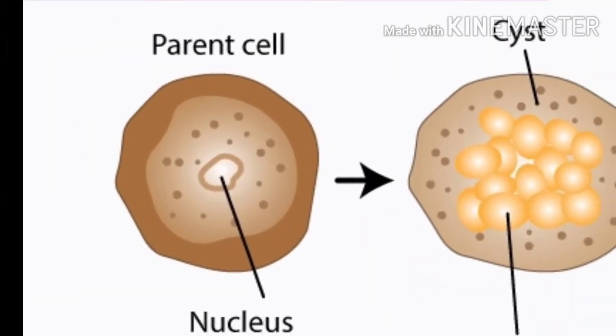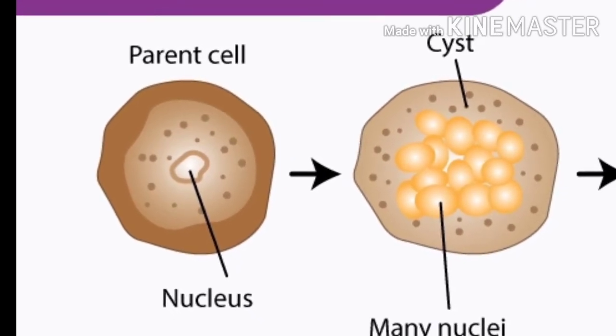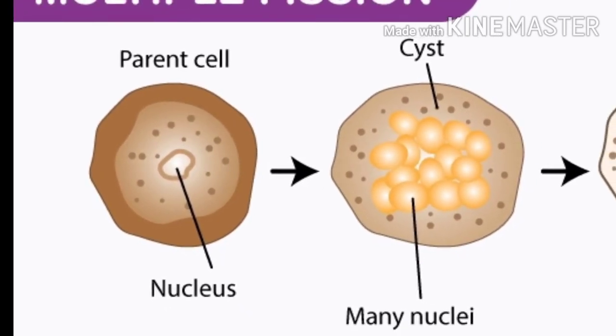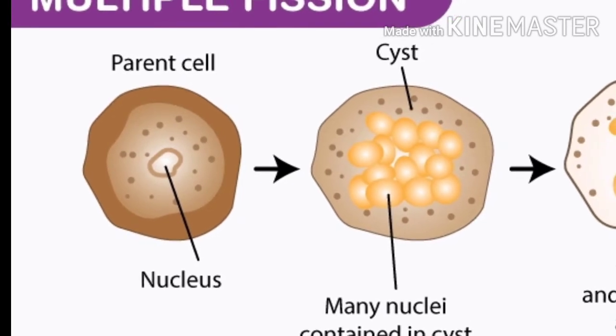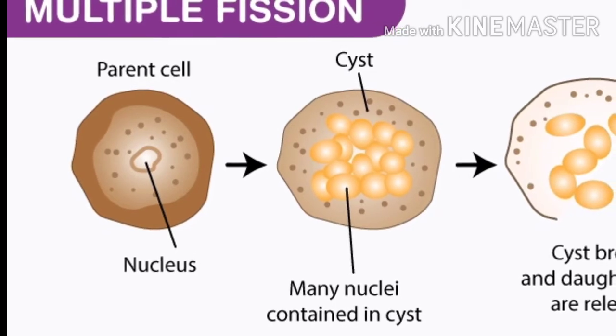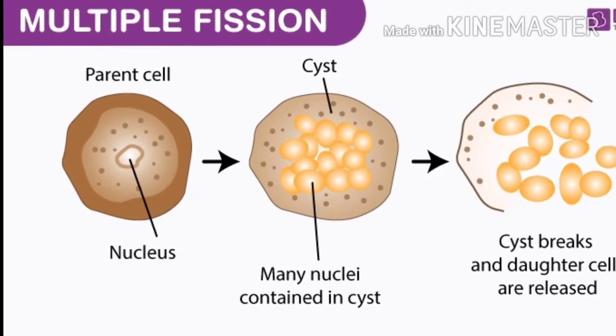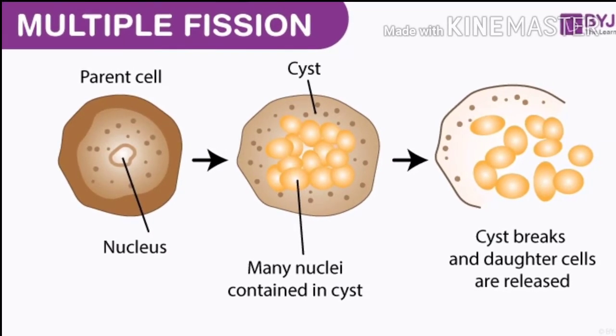In some unicellular organisms, for example the malarial parasite Plasmodium, the nucleus of the cell divides and redivides to form many daughter cells. And these daughter cells are surrounded by a protective covering called a cyst, which later on bursts when favorable conditions arise. This is called multiple fission.